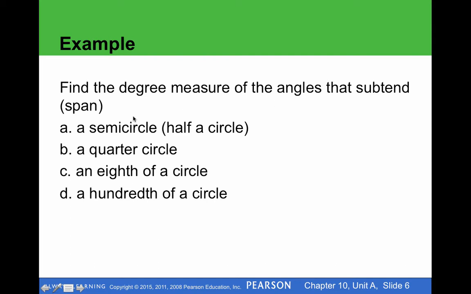Find the degree measure of the angles that subtend or span a semicircle, half of a circle. So remember, a full circle is 360 degrees. So a semicircle would be half of a circle. That would be 180 degrees.